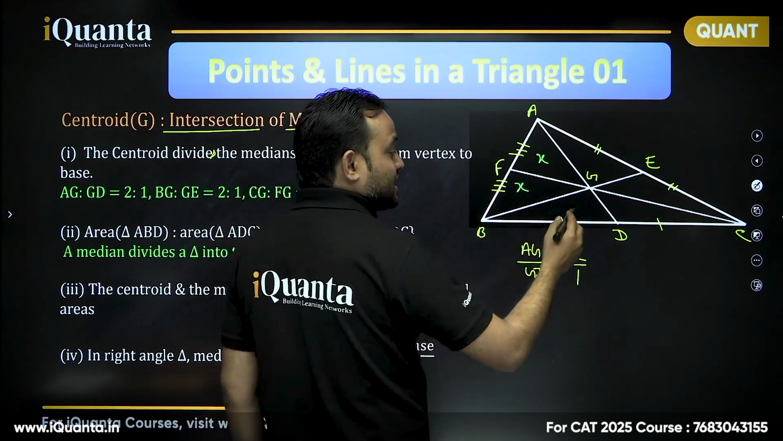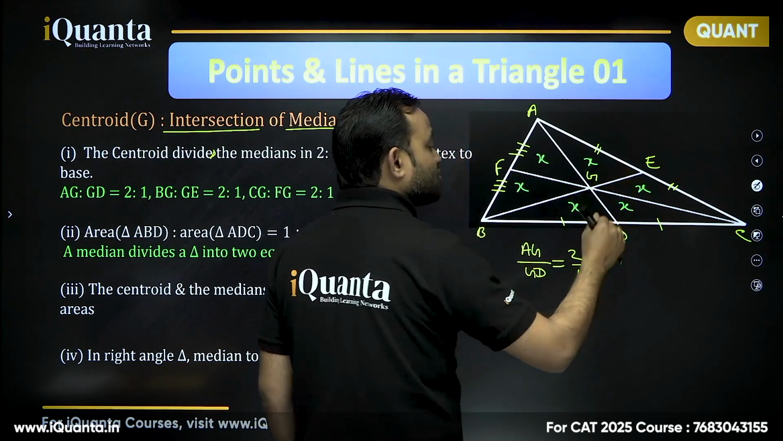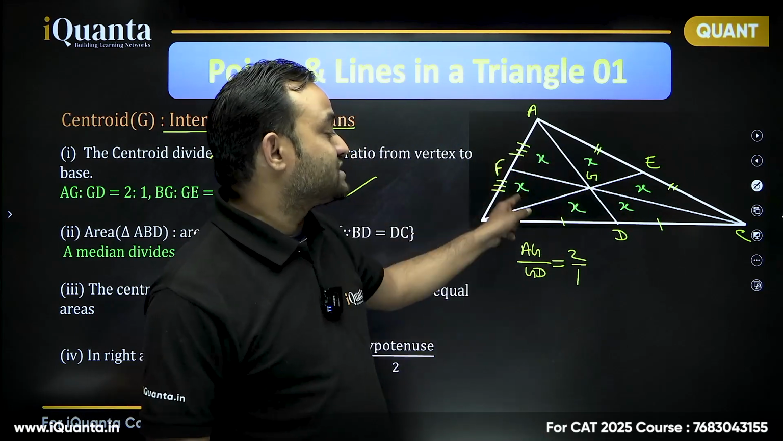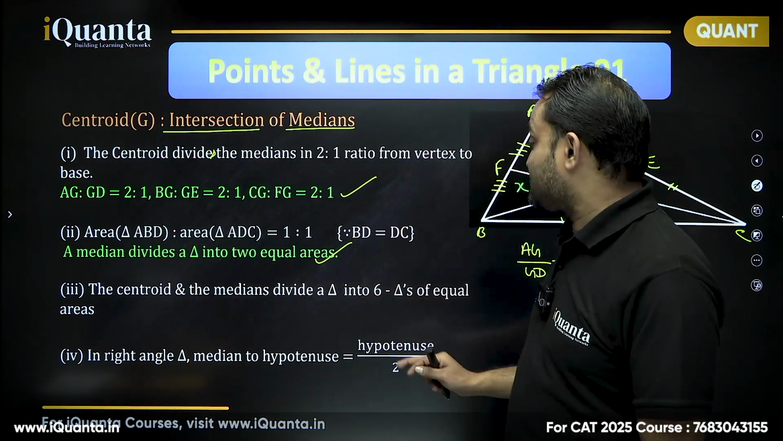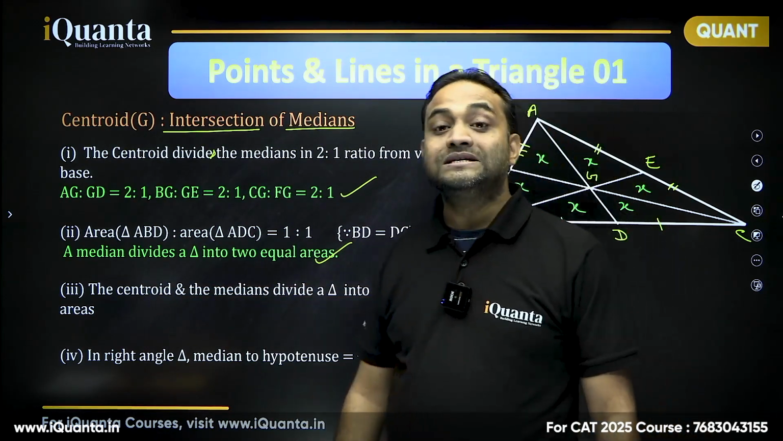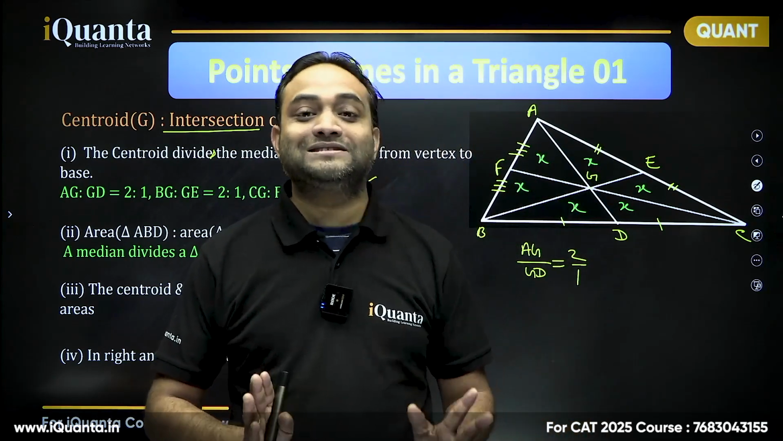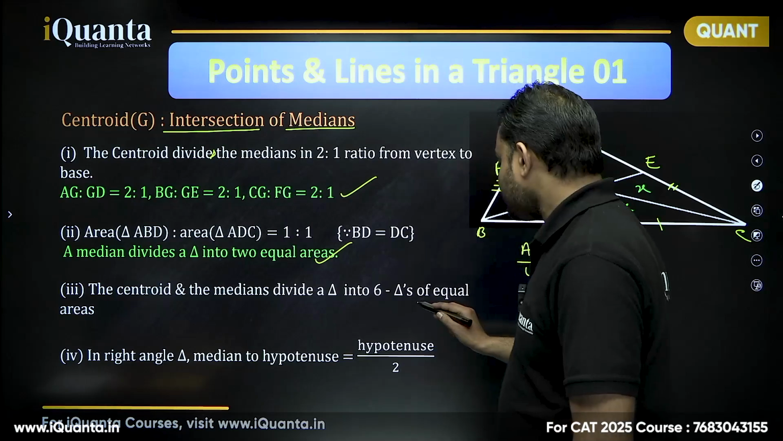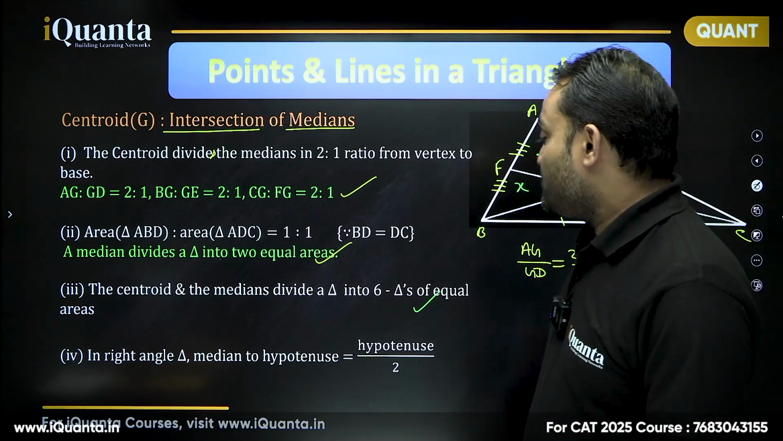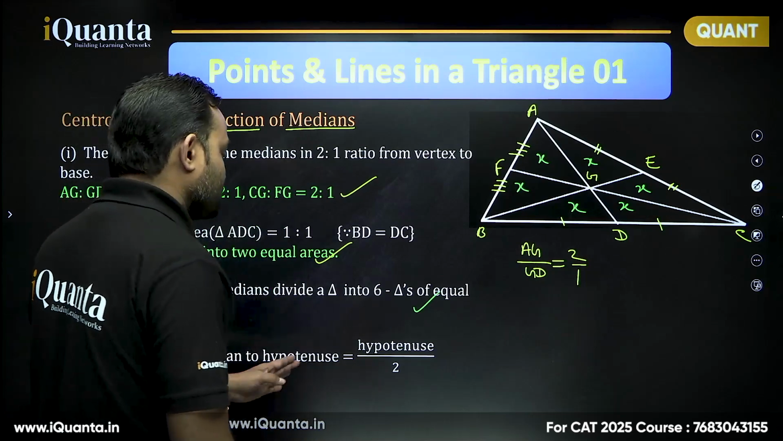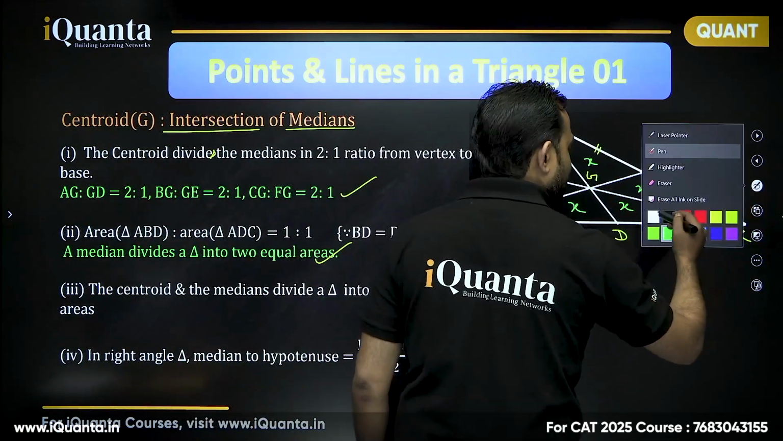Similarly, if you check other triangles also, all of them will be of equal areas. So this is what it says, that the centroid and the medians divide a triangle into 6 triangles of equal area. Amazing concept. Now, the fourth one, it says in right angle triangle, median to hypotenuse is equal to hypotenuse upon 2. What does this mean? Let's see.